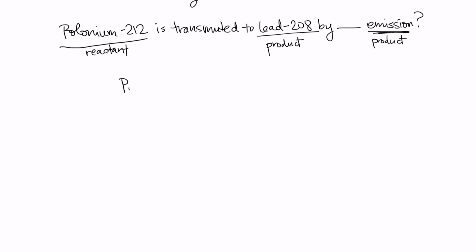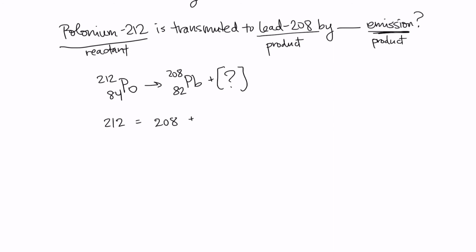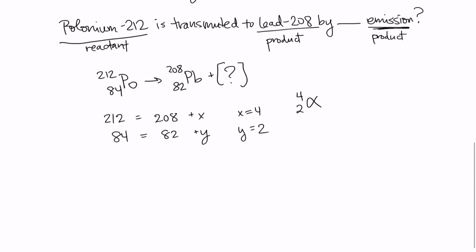So we're going to have our polonium 212, and the atomic number is 84. And it's going to turn into lead 208. The atomic number is 82. And then we've got to find out what is this thing over here. So we do the same process. 212 equals 208 plus x, 84 equals 82 plus y. We get x equals 4, y equals 2, and we know what that is. It's an alpha particle. So alpha particle is the thing that we were missing from our equation. Okay, so those are examples of balancing the equations.